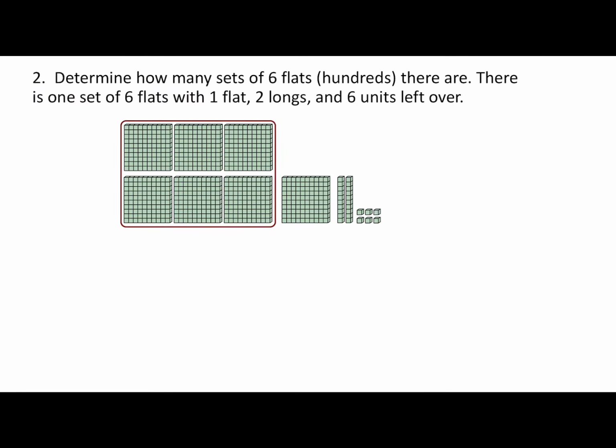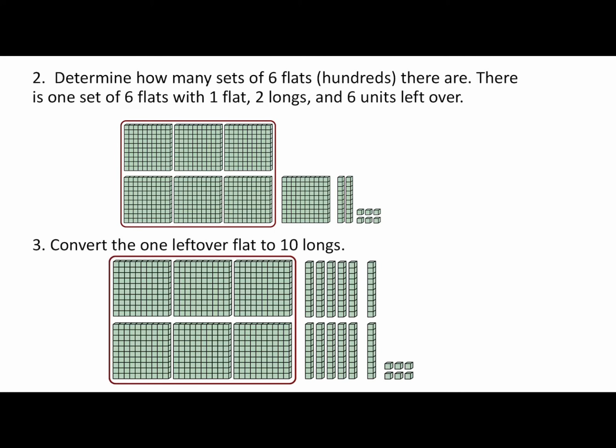So what I'm going to do is start by looking at the flats or the hundreds. And I want to group them into groups of size 6. So how many groups of 6 flats can I get? I have one group of 6 flats, and I'm left with one more flat plus my tens and ones. Okay? So I'm going to take that flat that's remaining and convert it into longs or tens.